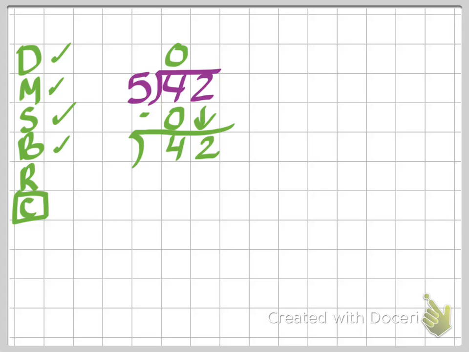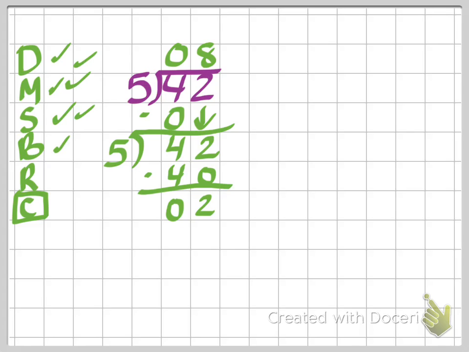Because we can still say something times 5 equals 42 or close to 42. So let's do it all over again. How many times does 5 go into 42? Well, what times 5 is close to 42? And you should be saying 8. So check. 8 times 5 is 40. Check. Subtract. Check. And bring down, but there's nothing else to bring down.